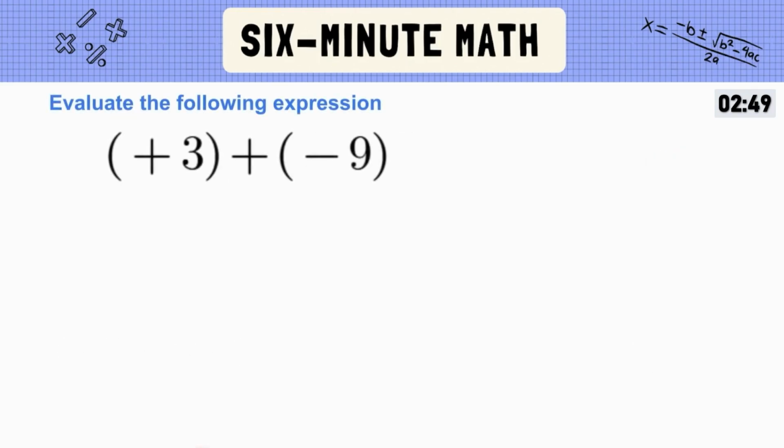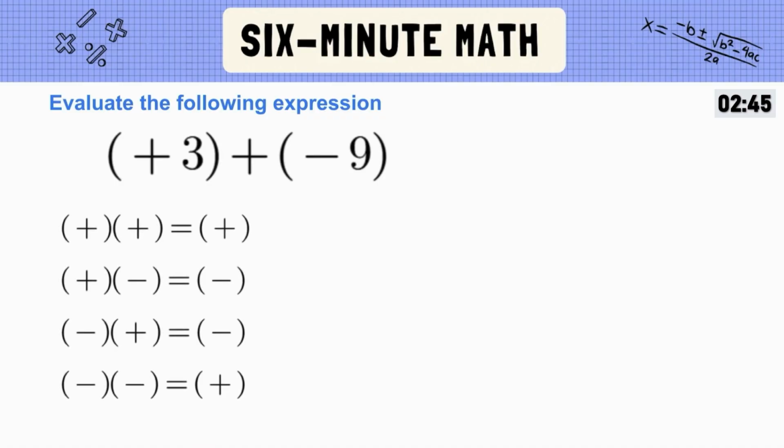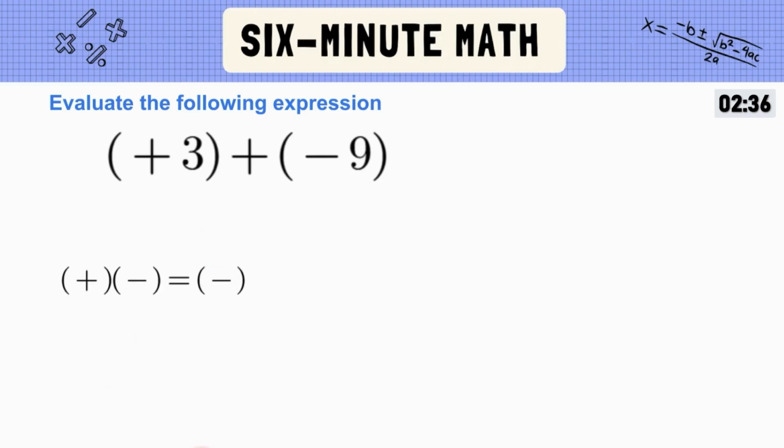What if we evaluate positive 3 plus negative 9? In this situation, I am adding a negative. When I add a negative, it is the same as subtracting that second number. So I would have positive 3 minus 9. And positive 3 minus 9 is negative 6.